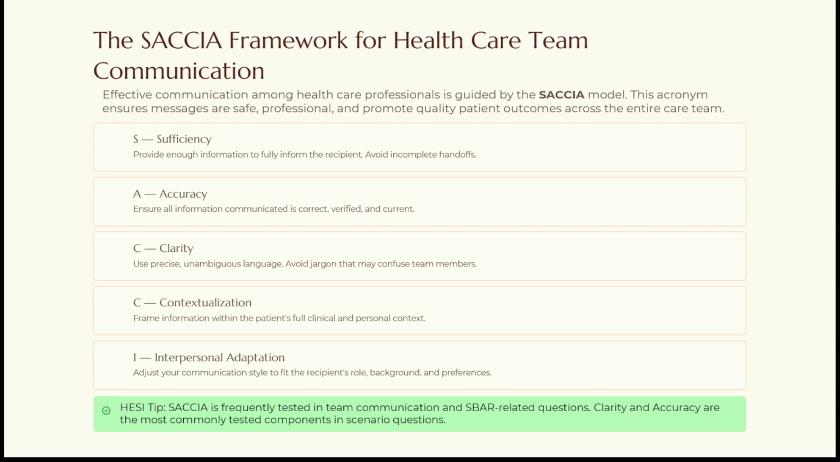This framework connects closely with SBAR communication and patient safety. SBAR is that framework that we use a lot of the times to talk with providers. Not saying that is the only time we use it, but SBAR stands for situation, background, assessment, and recommendation. For HESI, clarity and accuracy are especially important.